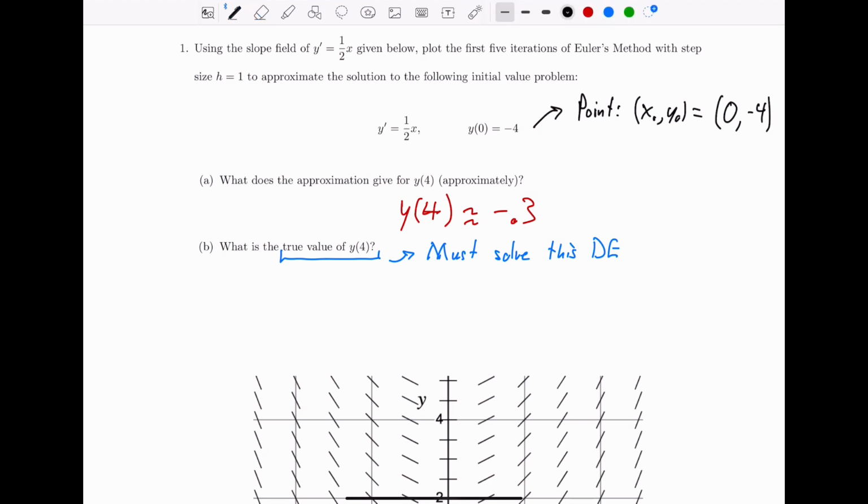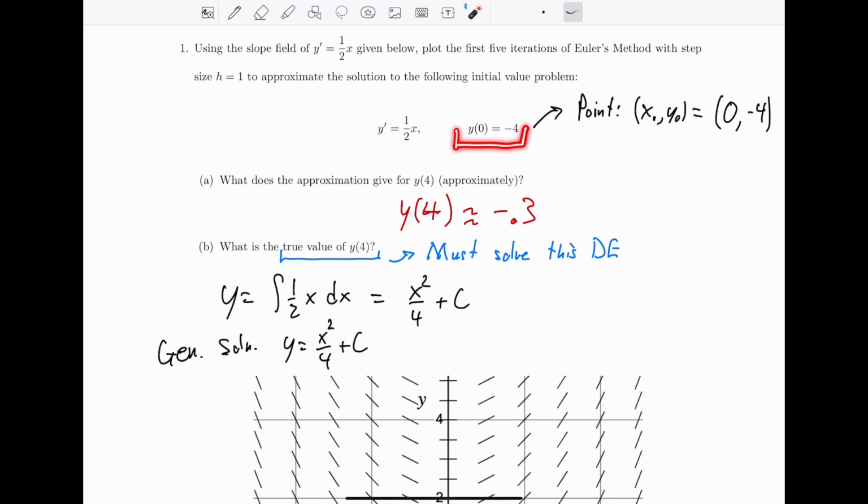So in this case, y is the integral of 1 over 2 times x, integrating with respect to x, and the antiderivative of x is x squared divided by 2. So we have 1/2 times x squared divided by 2. That's x squared divided by 4 plus c. So this is the general solution. Y equals x squared divided by 4 plus c. That's the general solution. But we want to find the specific solution or the particular solution that satisfies this initial condition. So using x equals 0 and y equals -4, we will be able to solve for that value of c.